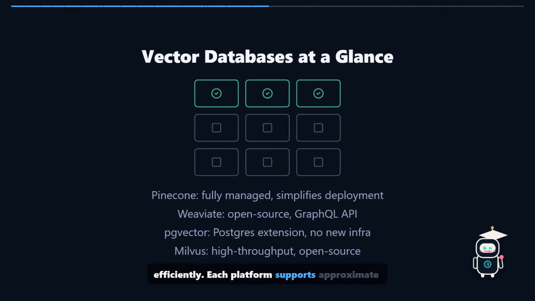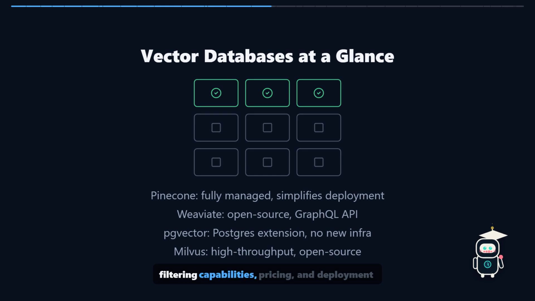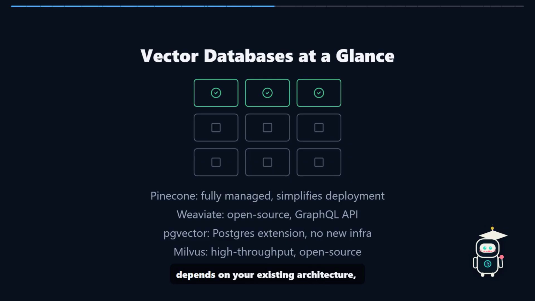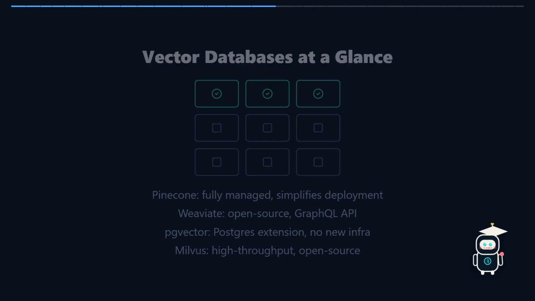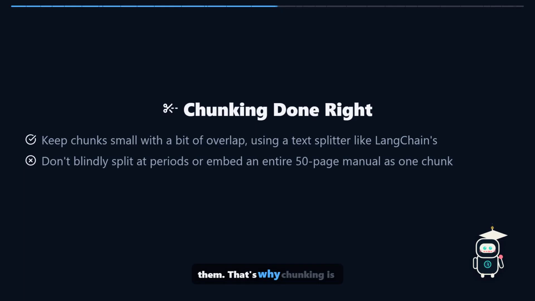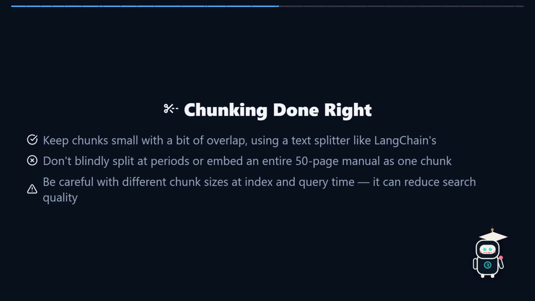Each platform supports approximate nearest neighbor search, but they differ in scalability, operational complexity, filtering capabilities, pricing, and deployment options. Choosing the right one depends on your existing architecture, budget, and operational requirements. Embeddings are only as good as the text you feed them. That's why chunking is one of the most important parts of any RAG pipeline.